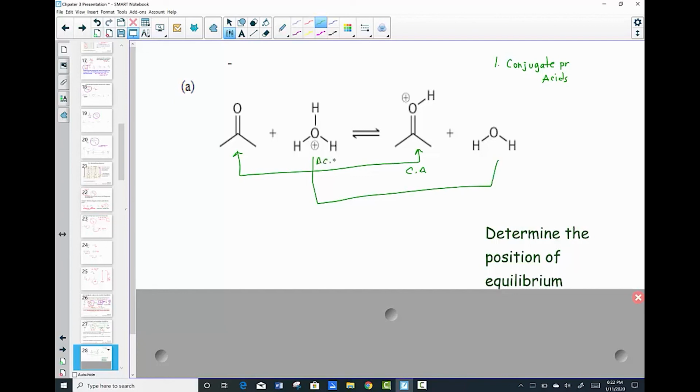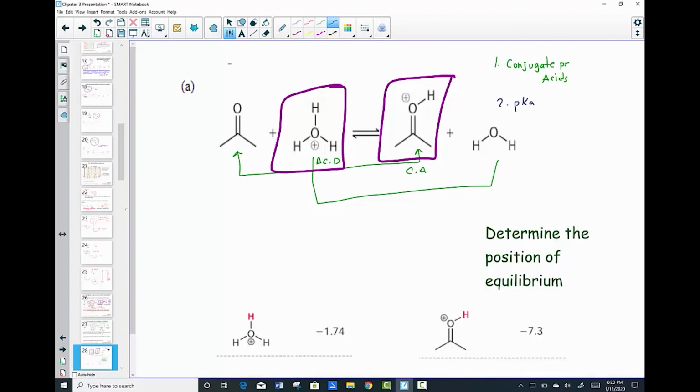We want to just locate one on each side who are the acids in this dynamic equilibrium. And once you locate them, tell me their pKa values. What are they? And that's where I need the chart. And so I went to the pKa chart and I found hydronium, and it has a published pKa value of negative 1.74. The protonated ketone has a published pKa of negative 7.3.